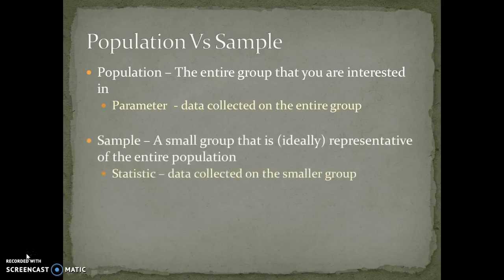Okay, but many times taking data on the entire group is not possible. So many times people just take samples, which is a small group that ideally will represent the entire population. When you collect data from a smaller group, it's not called a parameter anymore, it's called a statistic. So you're going to need to know the difference between numbers, if they would be a parameter or if they would be a statistic.